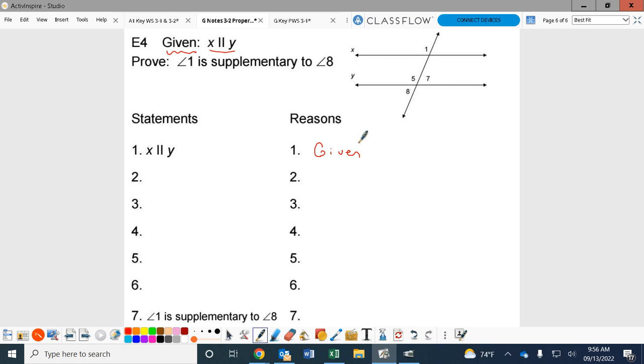And then I want to draw on my picture and show that. To draw on my picture and show these are parallel, I'm going to put a little triangle on this one, and I'm going to put a little triangle on this one. You're going to want to learn to do that when they're parallel so you can see what connects to what.